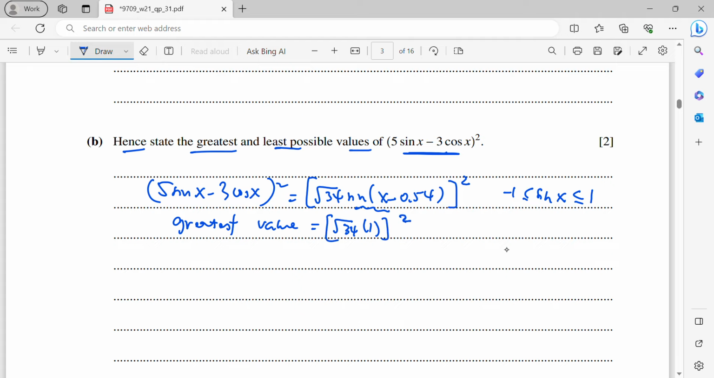This will be 34. Now the least value, even though it says minus 1 here, because of the square outside, the least becomes 0. So I'll get square root of 34 times 0, and then you square it, it will be 0.